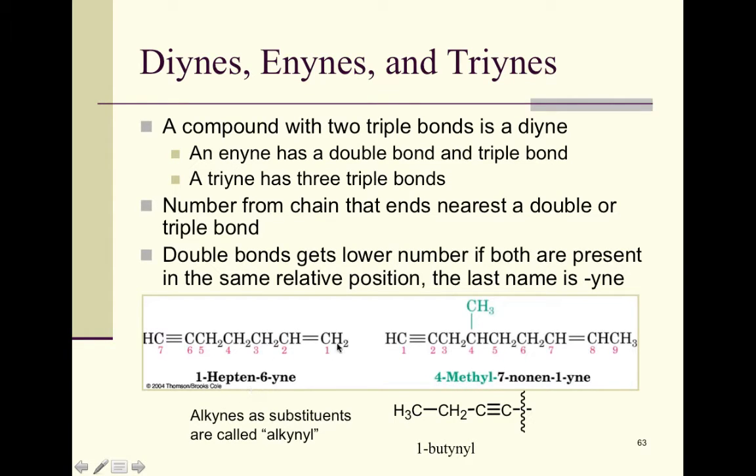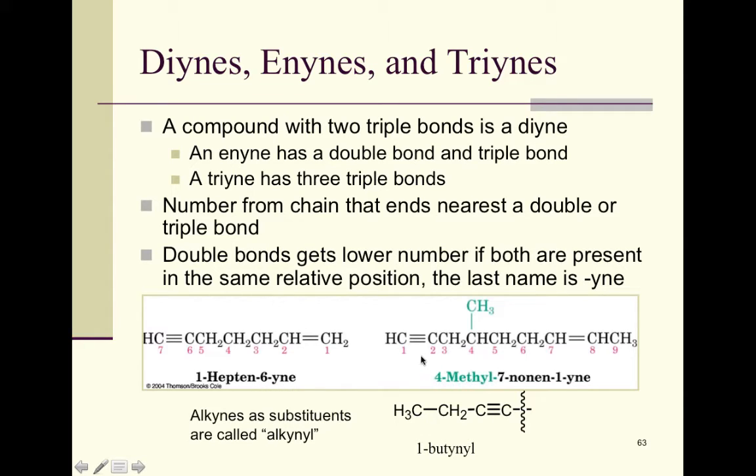1-heptene 6-yne. Looking from left to right, I have a triple bond starting on 1, and from right to left, I have a double bond starting on 1. Whichever direction I go, they're tied. All right, if they're not tied, remember, this doesn't count, but they're tied in this case. So that means the double bond has to have the lower number, and the triple bond gets the higher number, and then you end it with YNE. 1-heptene, then you split and put a dash, 6-yne.